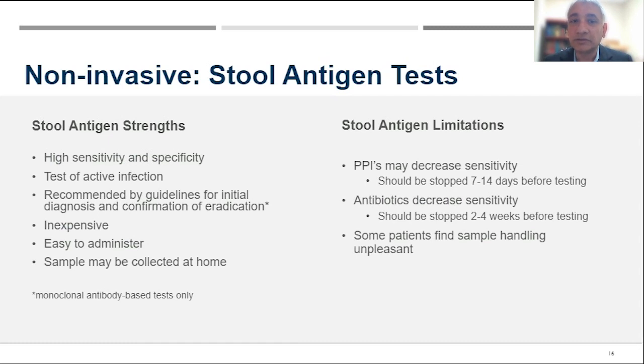Some of the shortcomings of stool antigen testing are that it tends to have decreased sensitivity when proton pump inhibitors are being used by the patient. It also suffers from decreased testing when the patient is on antibiotics. For this reason, proton pump inhibitors should be stopped 7 to 14 days before stool antigen testing, and any course of antibiotics should be completed within 2 to 4 weeks of stool antigen testing.